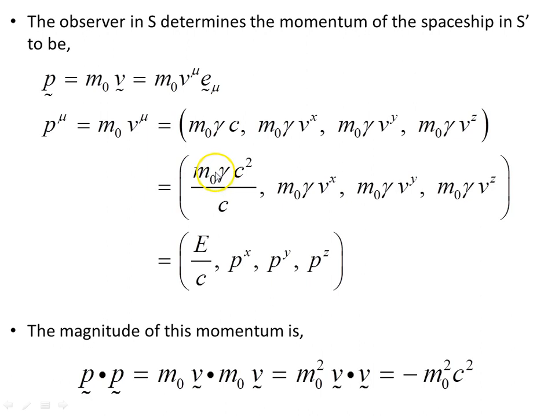m0 gamma c squared is the total energy of the object, and over c, here are the individual components for the momentum. All of that can be written as E over c, px, py, pz. Now, the magnitude squared of this momentum is the scalar product of the momentum vector with itself, which gives us this object here. And as we've seen, v dot v is just minus c squared. So what we have is minus m0 squared c squared. And again, no presence of gamma in here.